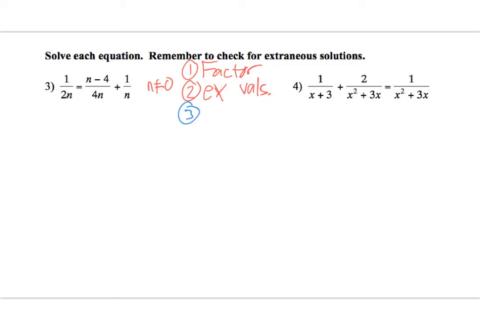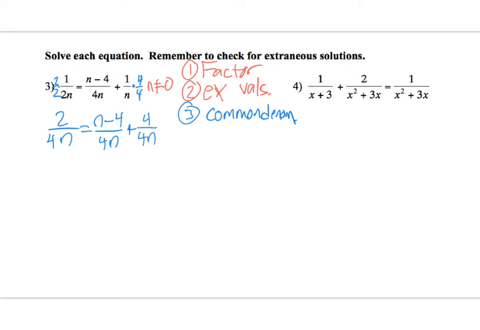Here, instead of reducing, we're going to find some common denominators. So here I notice I've got 2n, 4n, and n. All of these already have an n, so we're okay. I'd like to make them all 4n if possible, so I'm going to multiply the first one by 2 over 2. That gets me 2 over 4n. And then we've got n minus 4 over 4n. And to get 1 over n to be the same thing, let's multiply this by 4 over 4. That gets me 4 over 4n.